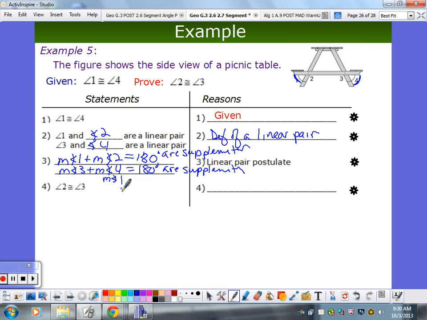I feel like they left out a statement here. I'm going to put in another statement. I'm going to call it 3A. Measure of angle 3 and angle 1 are supplementary. And that's by substitution. So look at that, 1 and 2 and 3 and 1. So 2 and 3 are supplementary to the same angle. Therefore, they are congruent by congruent supplements.